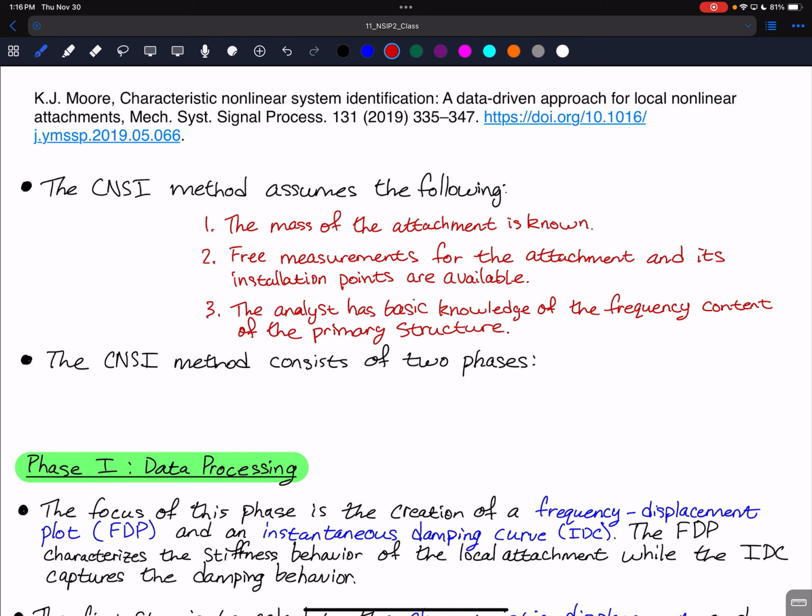And then generally when people are doing testing, they've already had a finite element model and they've been studying that for months. And so they have some idea of where the frequencies will lie anyway. And you need to know the basic frequencies of your primary structure so that you can separate those out from what the local attachment is introducing, so you can tell what component is what.